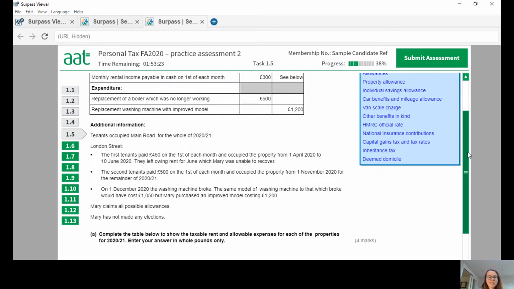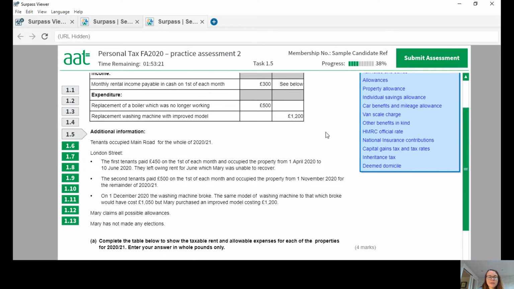Okay, London Street. So we've got 450 on the from the 1st of April to the 10th of June. They left owing rent for June and Mary was unable to recover. So what she actually received during the tax year, so 1st of April was before the start of the tax year, so she received money on the 1st of May, but then didn't receive anything on the 1st of June. So she's only actually got £450 from those tenants.